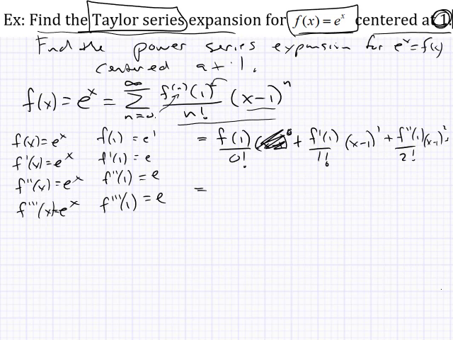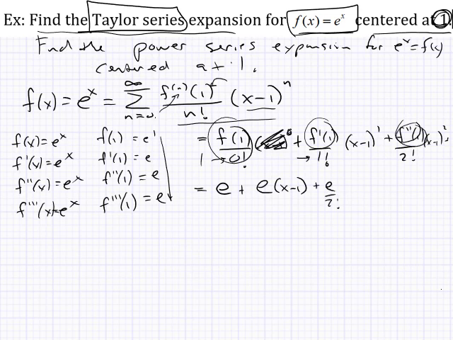So plug in what we know about all these derivatives. Well, f of 1, f prime of 1, f double prime of 1, they're all e. So this would be e over 0 factorial. Remember, 0 factorial is 1, so the whole thing would just be e, plus e over 1 factorial, that's also 1, times x minus 1, plus e, which is the second derivative, over 2 factorial, x minus 1 to the second, plus e over 3 factorial, x minus 1 to the third. And that pattern is just going to continue on.